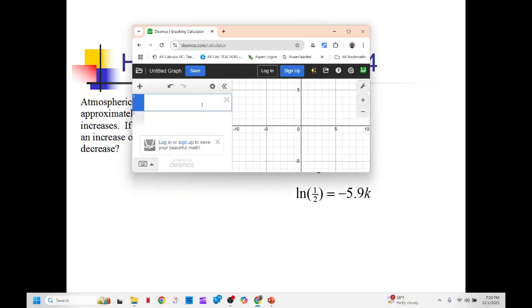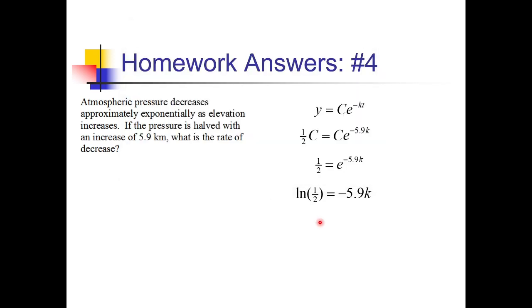So doing that on the calculator, let me make a fraction, ln parentheses 1/2, close that, and negative 5.9 down there comes out to about 0.117 if I take it to 3 decimals. Expressed as a percentage, we can just move this over 2 decimals to get 11.7%, and that is the percent decrease per kilometer.